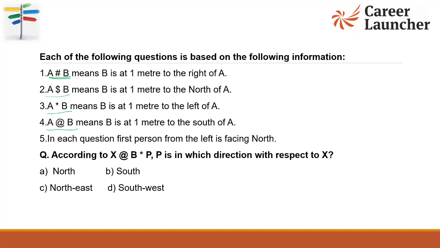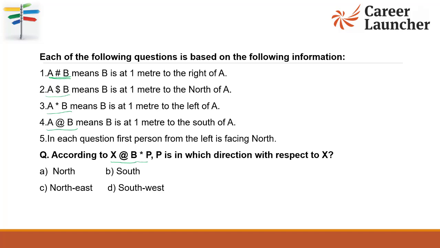A @ B means B is at 1 meter to the south of A. In each question, the first person from the left is facing north. Now we have been given X @ B * P. P is in which direction with respect to X?